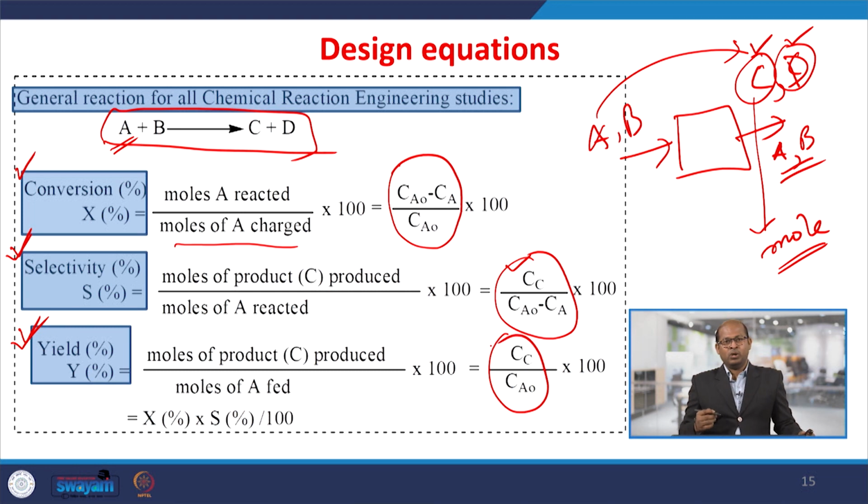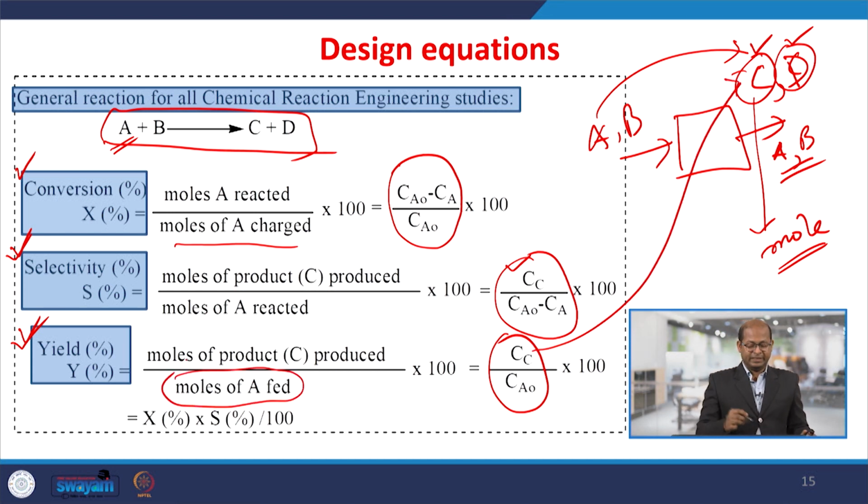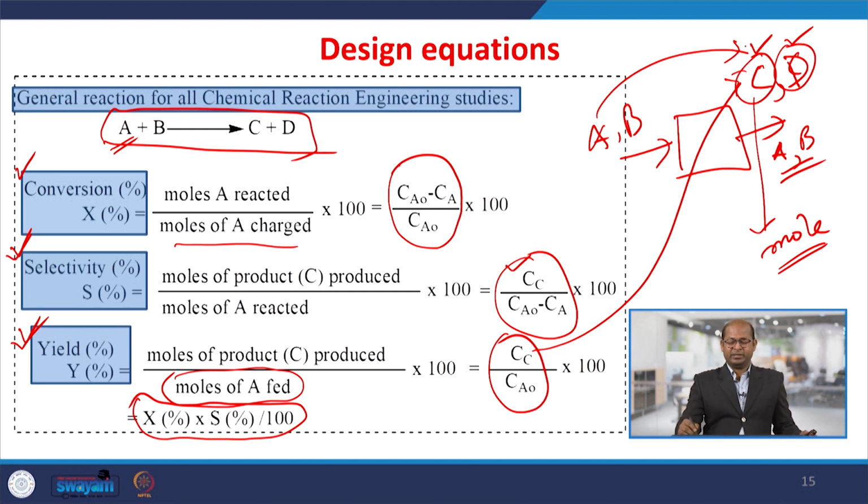If you know the moles of the desired component C formed and the amount of moles of A fed into the reactor, then in that way we can calculate the yield of that particular component. Or else, if you know the conversion and selectivity, we can directly multiply them and divide by hundred, and that way we can also find the yield of that component, here expressed in terms of C. Similarly, if we want to know the selectivity and yield for component D, we can also find that out.